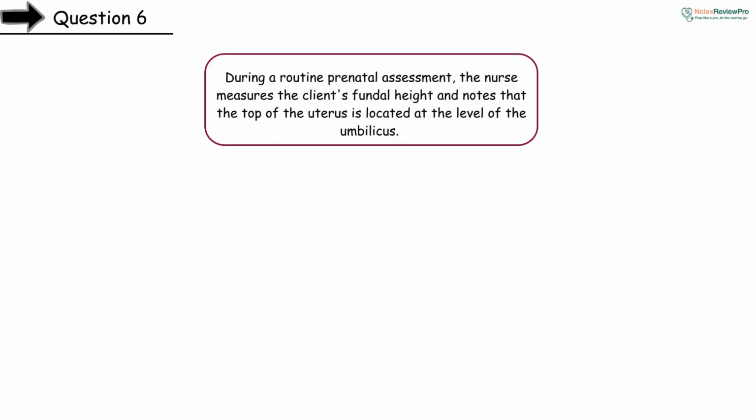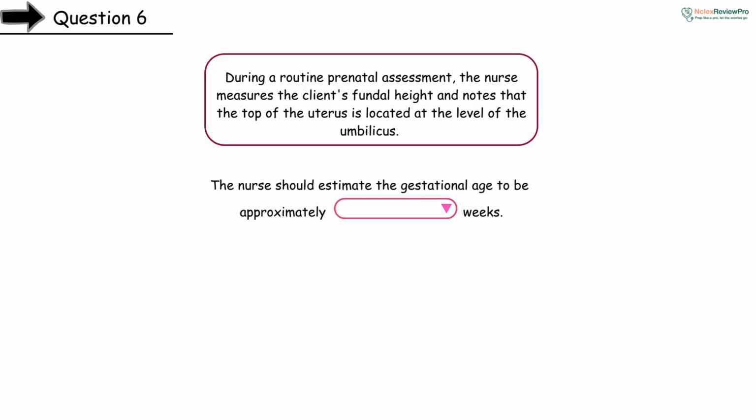Question 6. Drop down. All right, let's break this down. During a routine prenatal assessment, the nurse measures the client's fundal height and notes that the top of the uterus is located at the level of the umbilicus. The nurse should estimate the gestational age to be approximately blank weeks. Drop-down options: 16 weeks, 20 weeks, 24 weeks, 28 weeks? Take a moment and think about your answer.